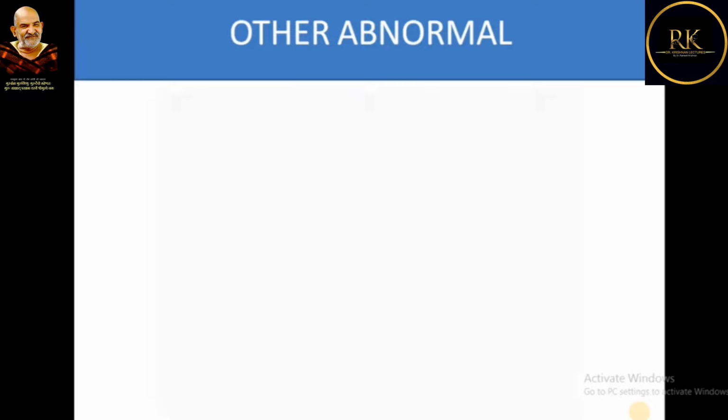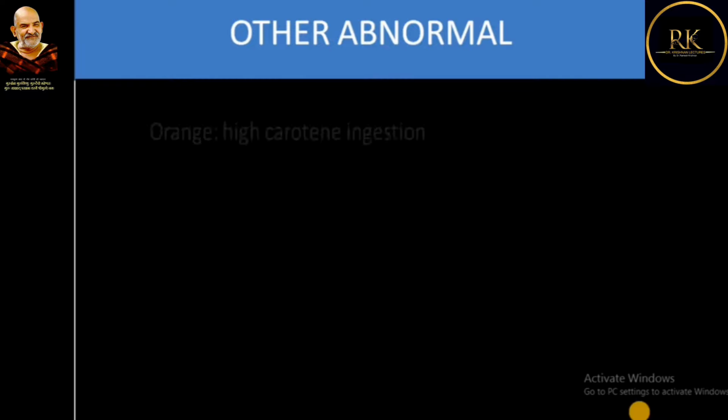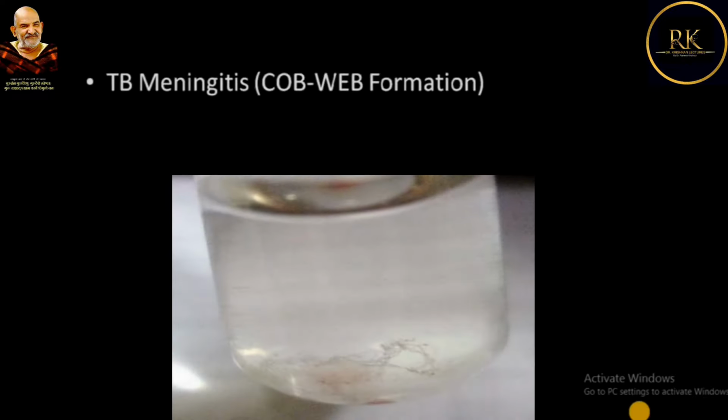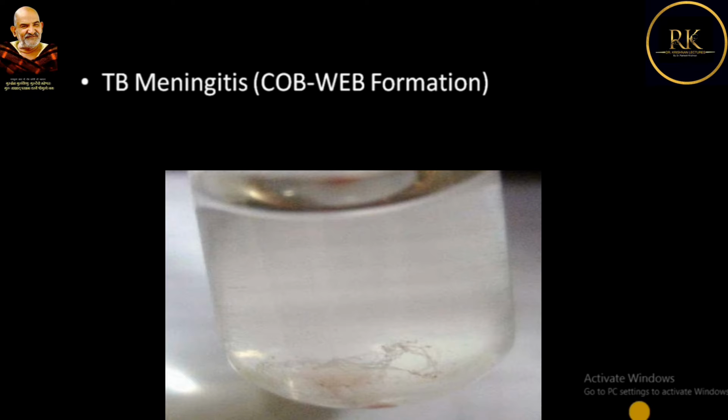Other abnormalities in the appearance include orange coloration of CSF with high carotene intake, and brown appearance of CSF is seen in meningeal metastatic melanoma. Then clot formation of CSF. It is seen with tubercular meningitis, which leads to cobweb formation.